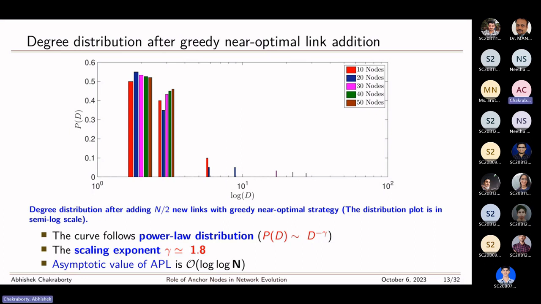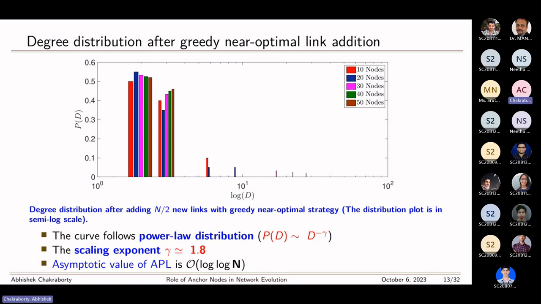So here you can see 10 to the power 0 means one link, and 10 to the power 1 means 10 links. So maybe one node is having almost 10 total links. That is the HND, highest neighbor degree, only one node. But here you can see very many nodes are having almost degree 1 or 2. So only very few nodes, the anchor nodes, attract most of the links in the network.